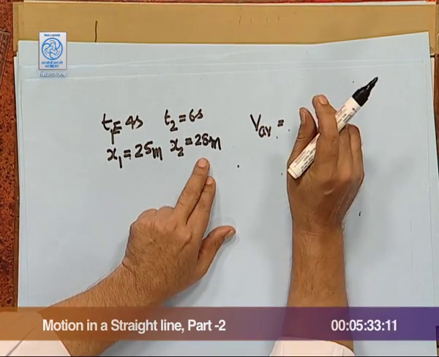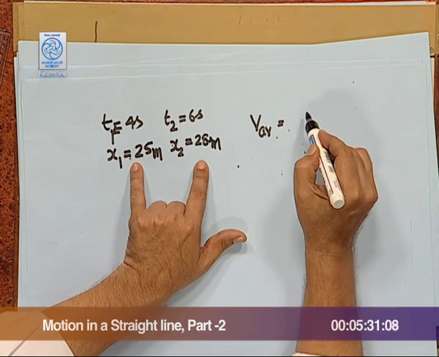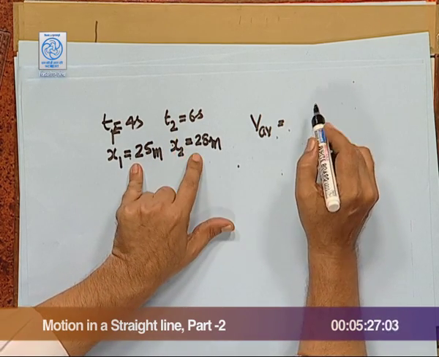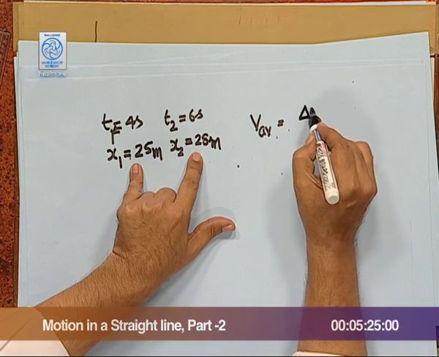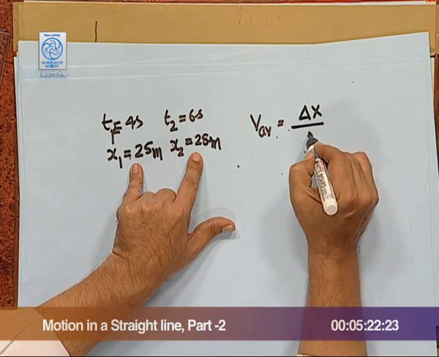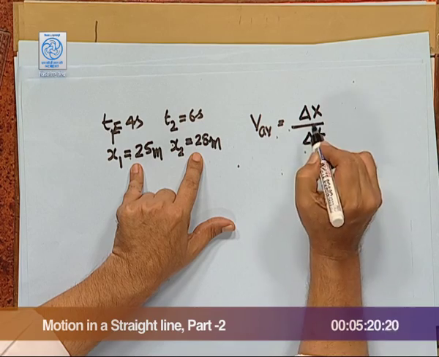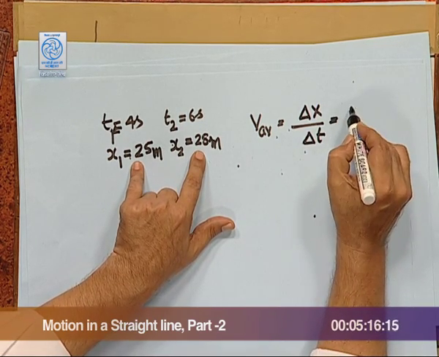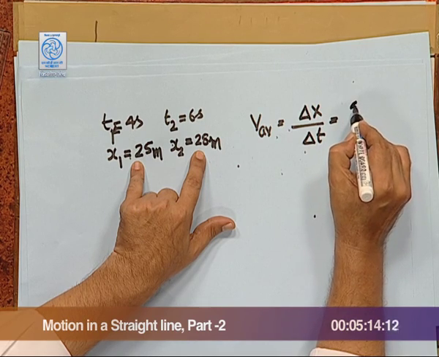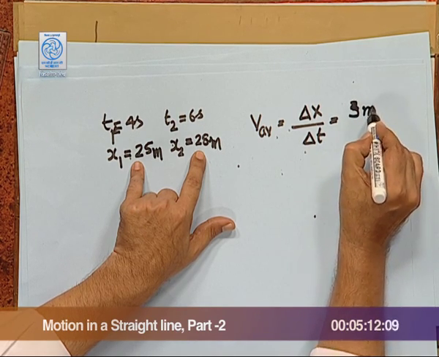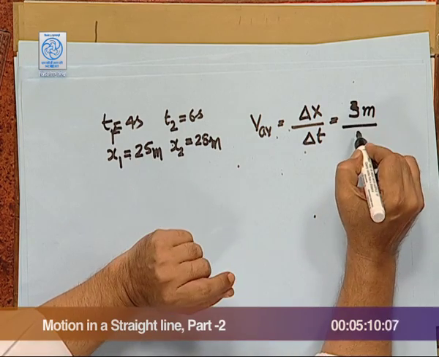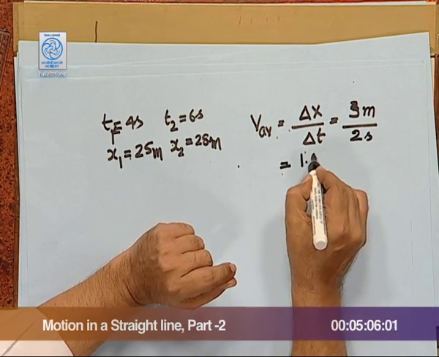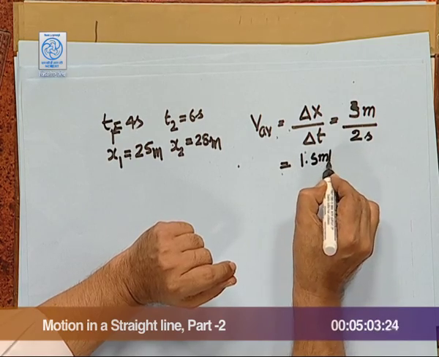Now, the V average in this case, if you substitute in the equation x2 minus x1 divided by t2 minus t1, which I am writing as delta x by delta t, is 28 meters minus 25 meters, which is 3 meters, and delta t is 2 seconds. The V average is 1.5 meters per second.